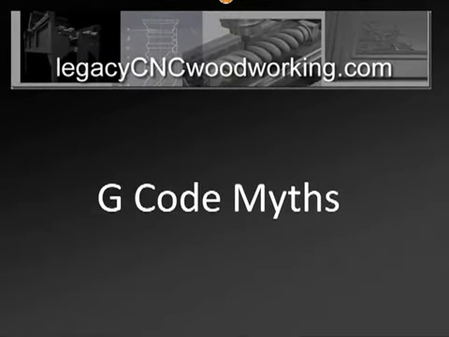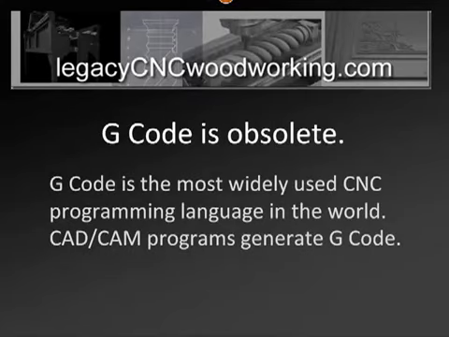So we're going to cover a couple of G-code myths real quickly before we go into the details of the G-code. Number one is that G-code is archaic and it's obsolete. This is kind of a dangerous myth because if you buy a system that uses a proprietary software, then you could get in trouble in that you can't use CAD/CAM programs that will automatically generate G-code for you. G-code is the most widely used CNC programming language in the world, and there's a plethora of CAM programs and software that will generate the G-code for you. So kind of stay away from proprietary systems so that you have all of the options available to you.